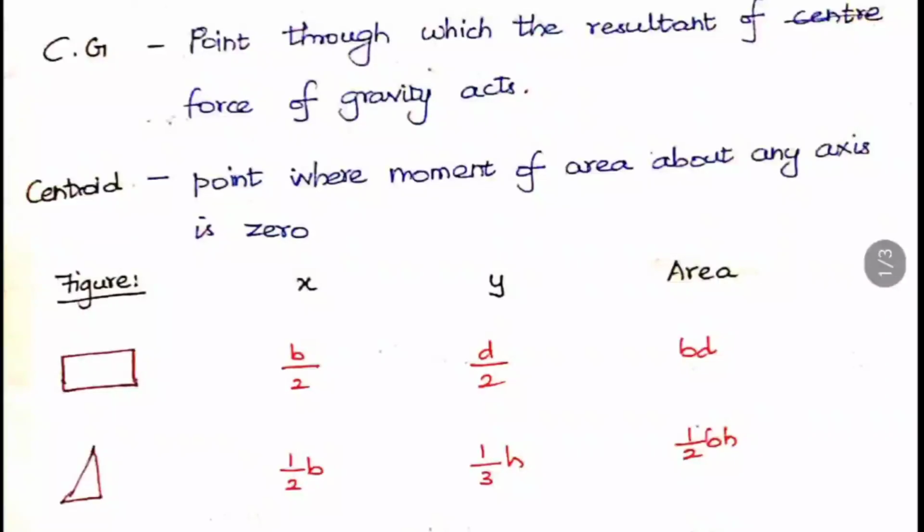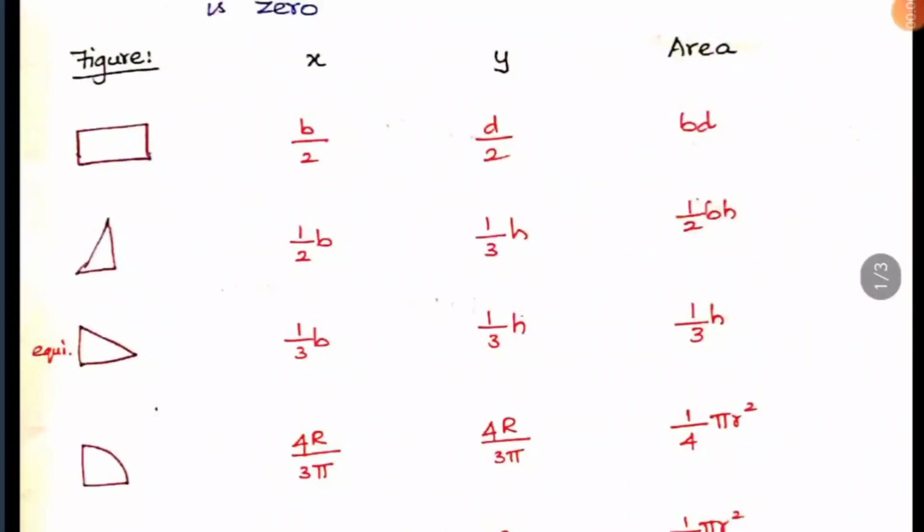But centroid means, in particular, the point where the moment of area about any axis is 0. So these are the differences between center of gravity and centroid. Now let us see the centroid values for some diagrams. First, let us see the rectangle.